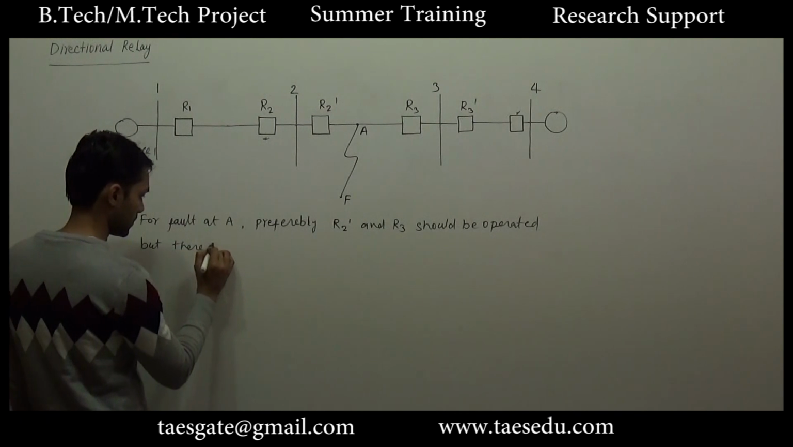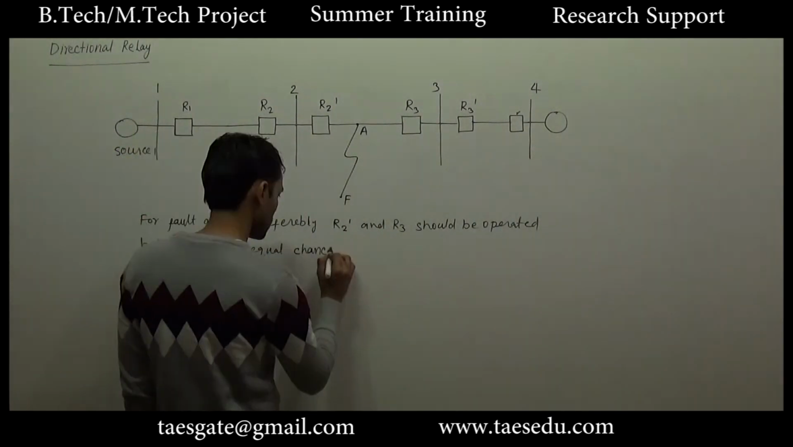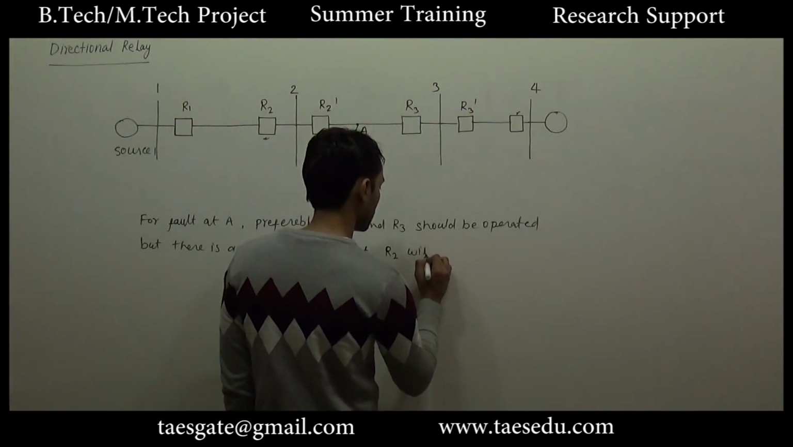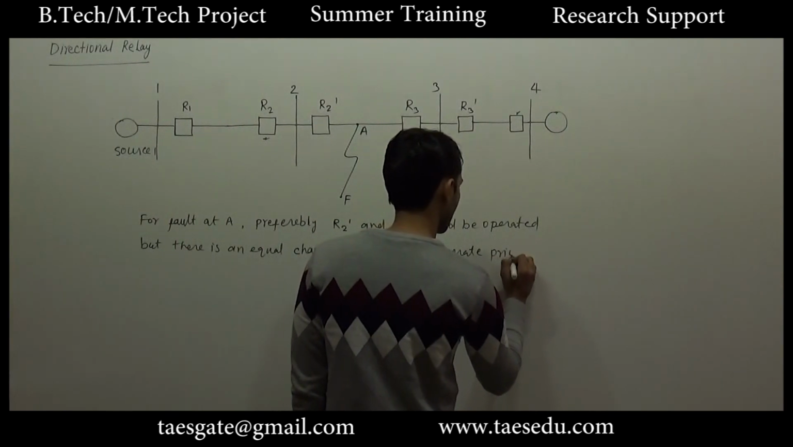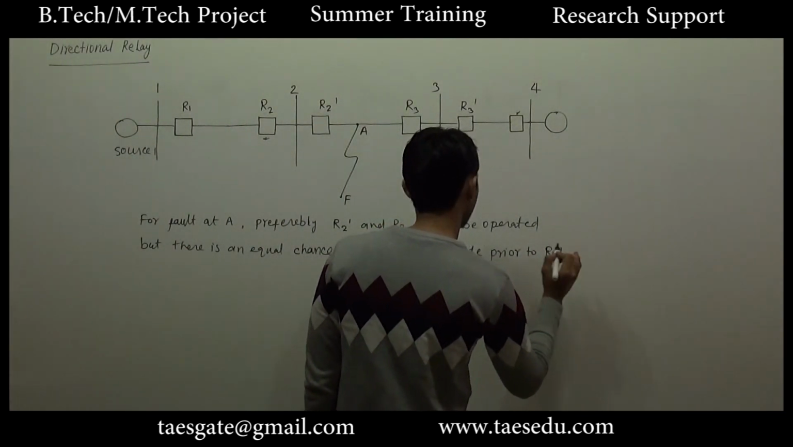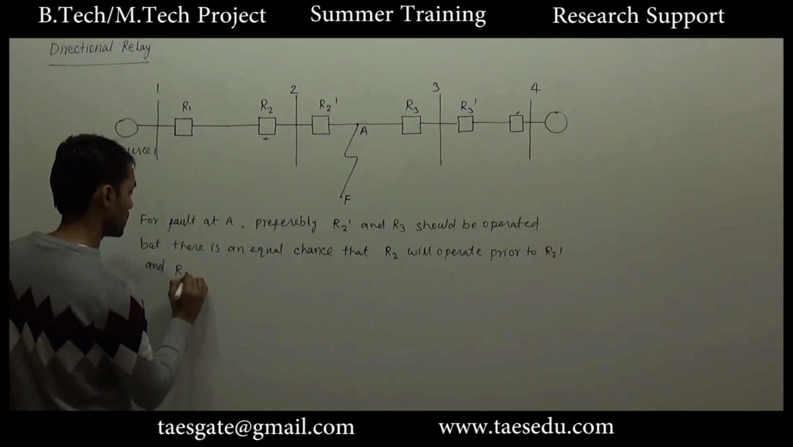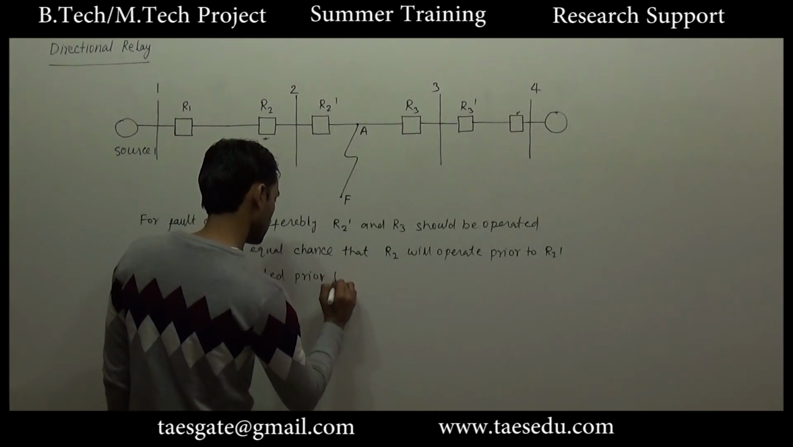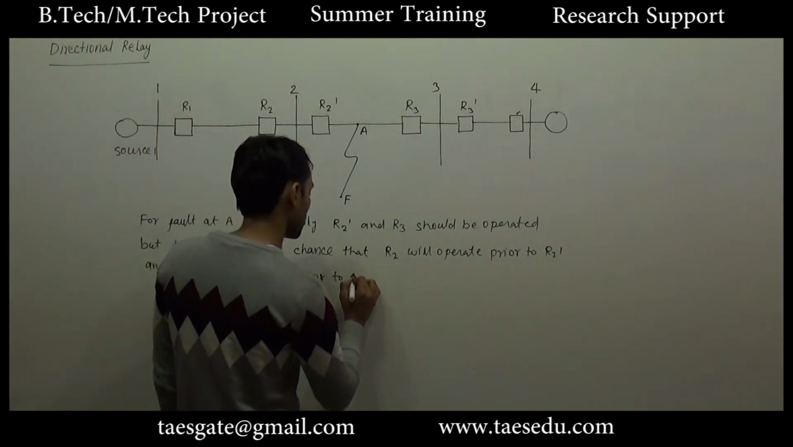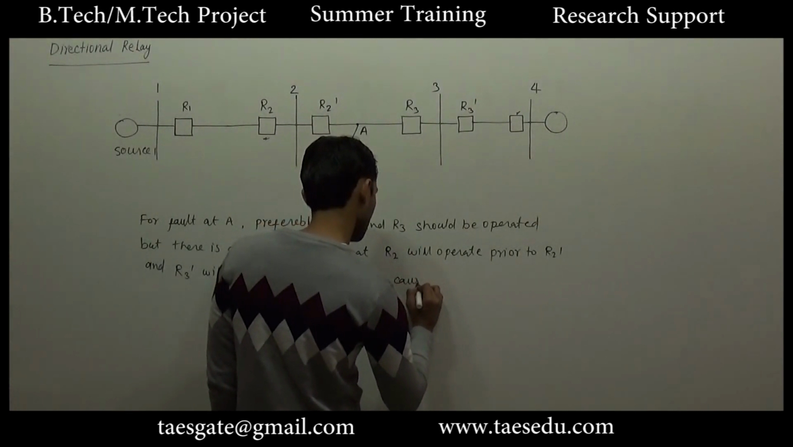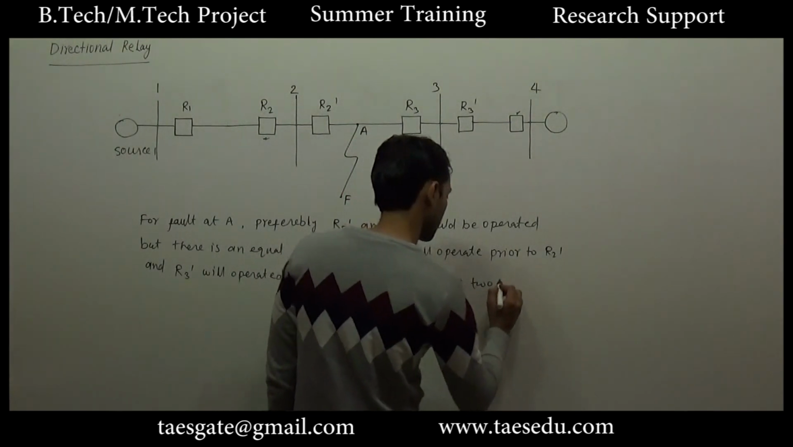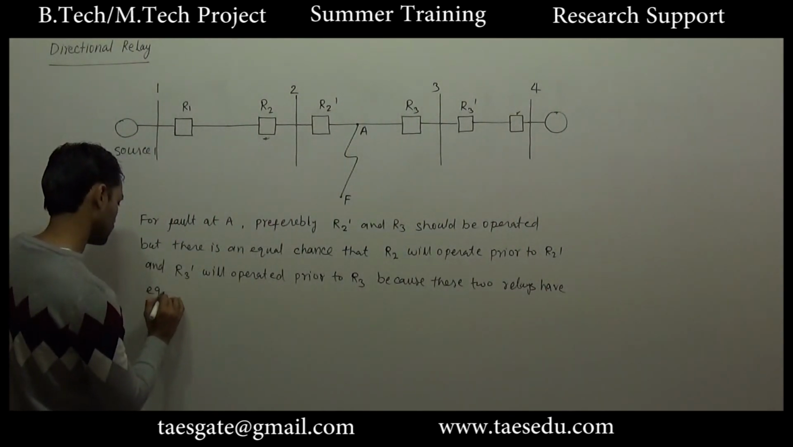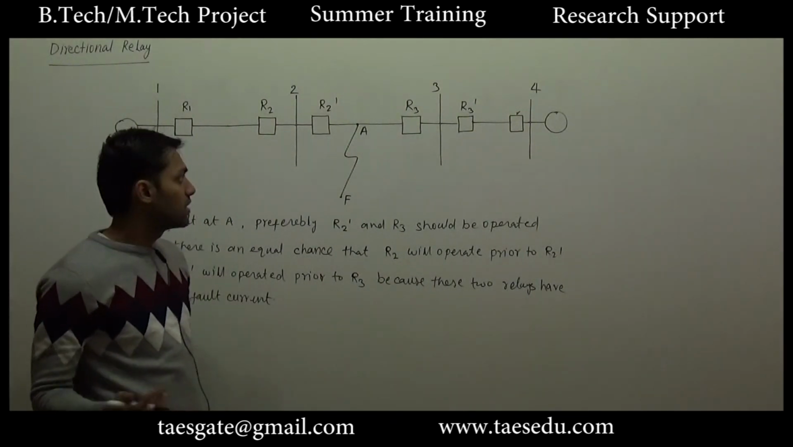But there is an equal chance that R2 will operate prior to R2 dash and R3 dash will operate prior to R3, because these two relays have equal fault current. So now here we will realize the need of directional relays.